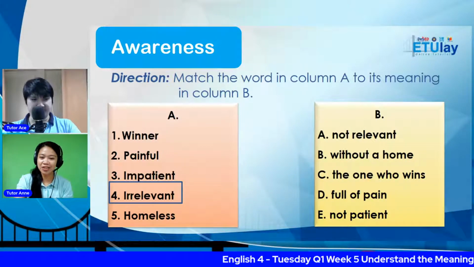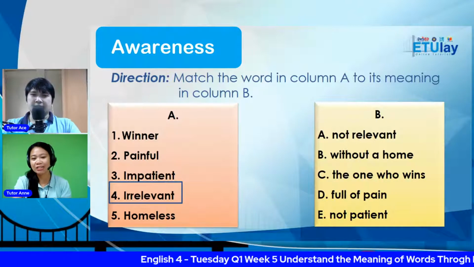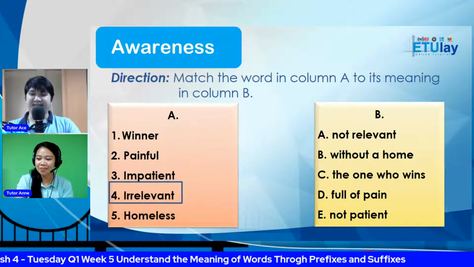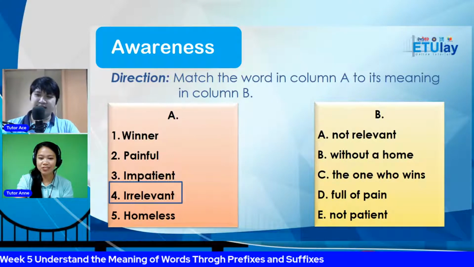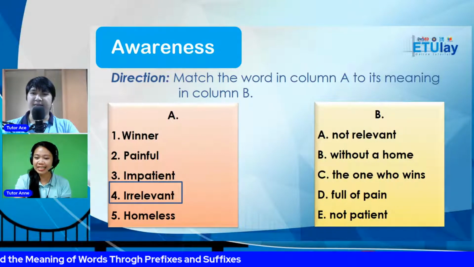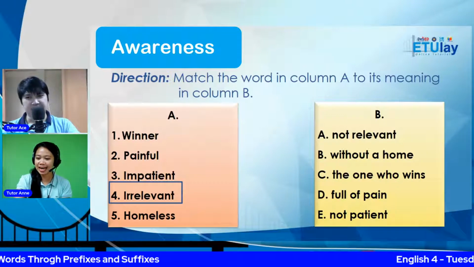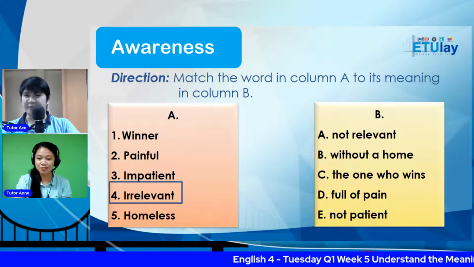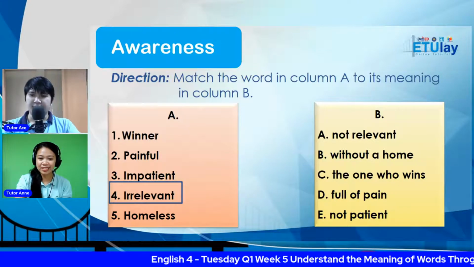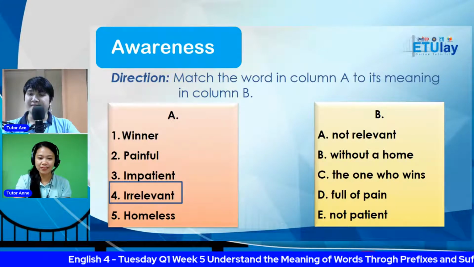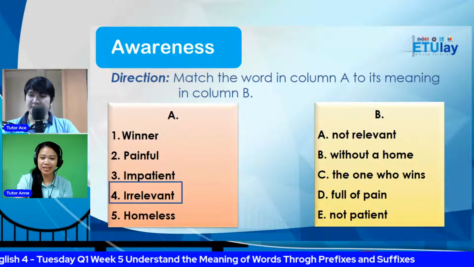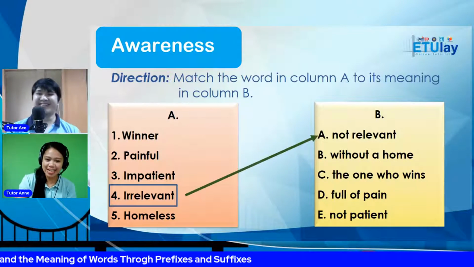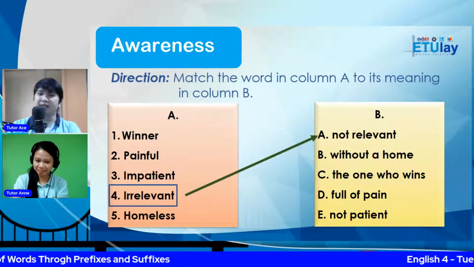Number four. The word is irrelevant. What does irrelevant mean? Choose from letters A to E. Which one is the correct answer? Share your answer for number four. Liana said A. Ang bilis ni Liana. Jan also said A. Rose Alexandra says A for number four. So, let's see. What is the correct answer? Irrelevant means letter A, not relevant. Well done, everyone.